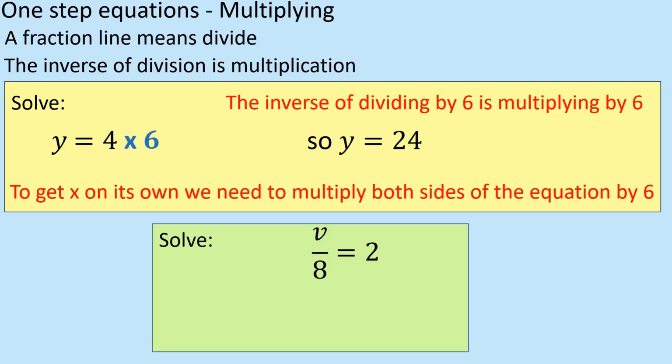So same process for this one. Well, I've got something divided by 8. Now, again, some of you will be able to do it in your head, but what I'm trying to get you to understand is that you are timesing this side by 8 to get rid of this divide by 8. So there you go. Written in a slightly different way, v is equal to 2 times 8, and therefore v equals 16.